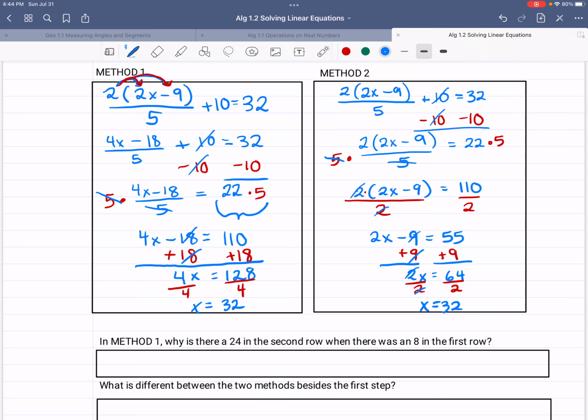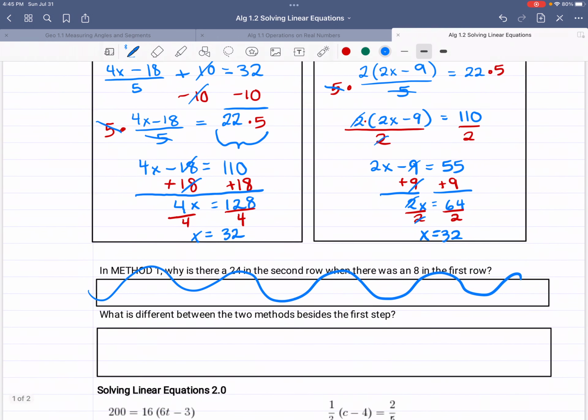Okay, I think that maybe I did this method a little bit differently than I had originally. So we're actually going to skip that question because it was a different way that I solved that problem. What is the difference? I'm sorry, there's a typo. What is the difference between the 2 methods besides the first step?